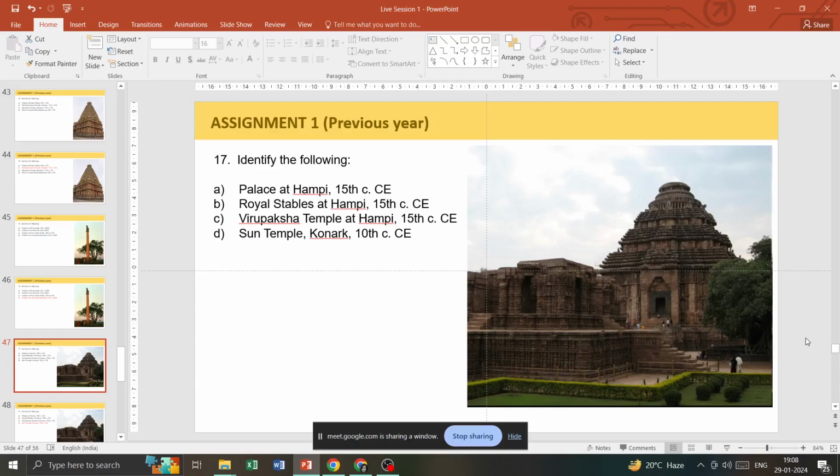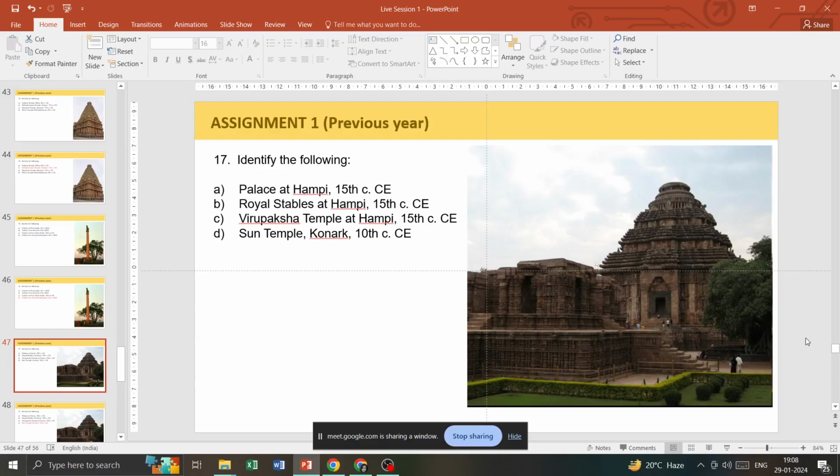In a few of the texts, in a few of the books, I think in the book by Percy Brown also, he has an image where he shows what the original shikhara would have been like if it had been there. So the structure that we see here is a part of the mandapa, and Sun Temple Konark is famously known as being built like a chariot, like a rath, and dedicated to the sun god, and it was built around 10th century CE.